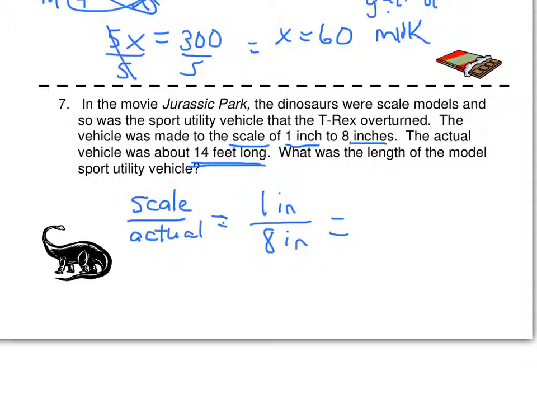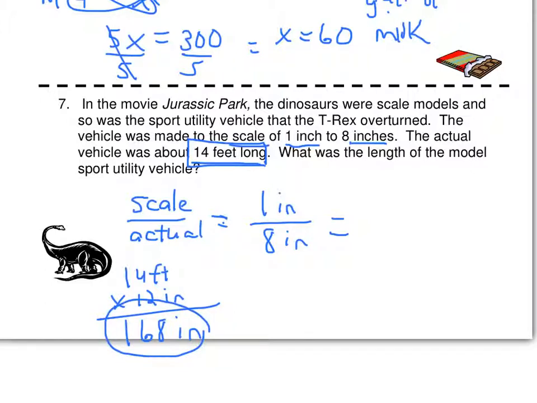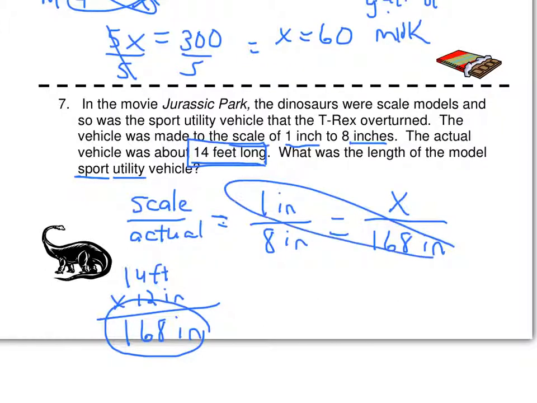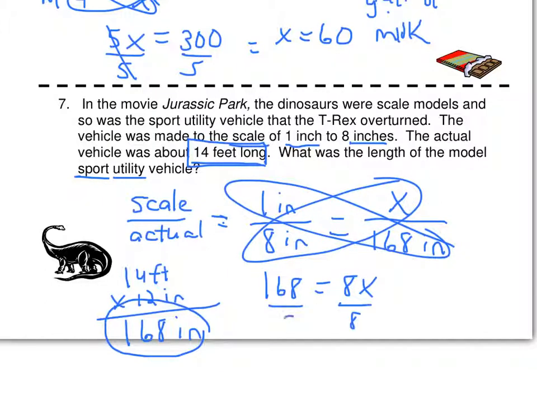So we have to take the 14 feet and turn that into inches because everything here is in inches. So if we do 14 feet and we multiply that times 12 inches, that'll convert that into inches, which I believe is 168 inches. So if this was the actual vehicle, we're going to put that on the bottom, 168 inches. So then what we're looking for is what was the length of the model sport utility vehicle. So we would just cross multiply again. So we'd get 168 is equal to 8x. Now if I divide that by 8, I end up getting x is equal to 21 inches long. So the length of the model sport utility vehicle was 21 inches long.